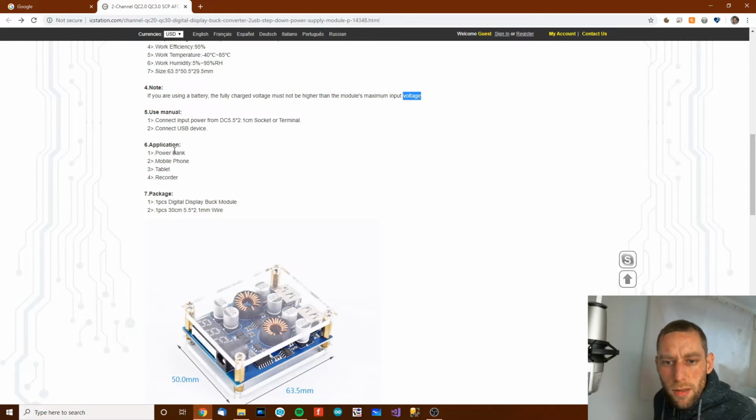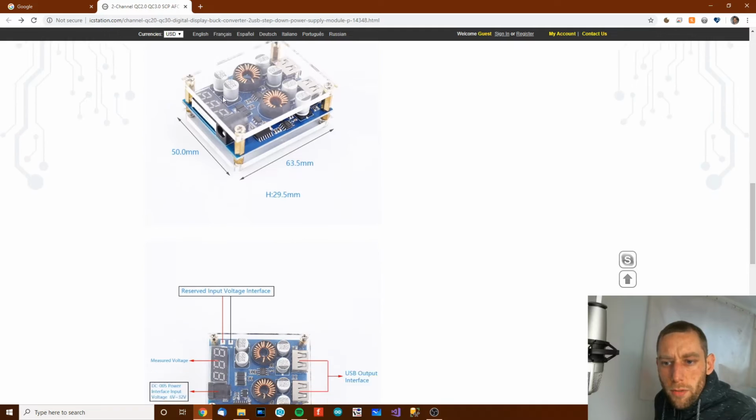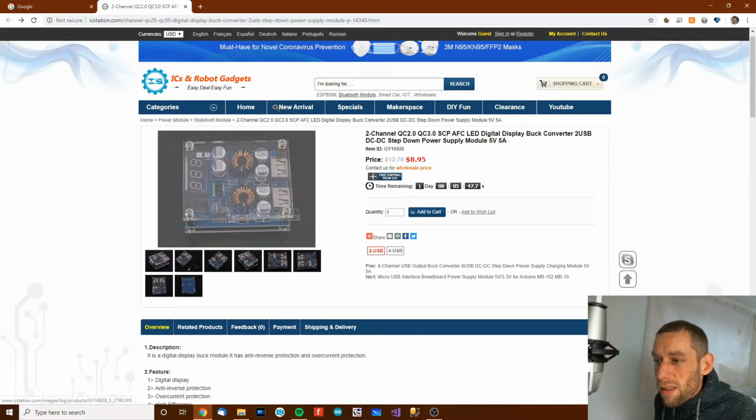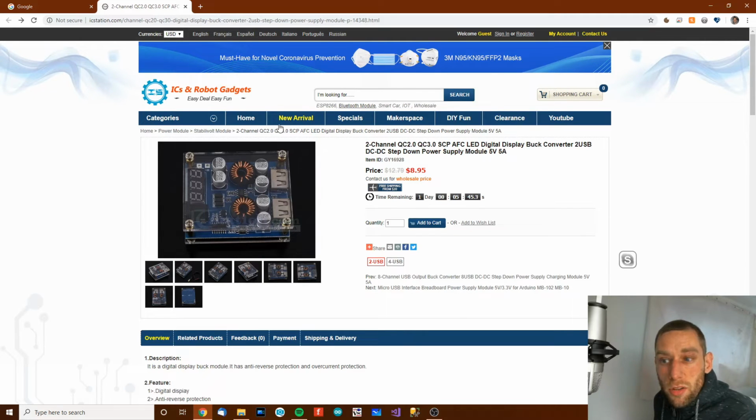Connect the USB device. Application, a power bank. Oh, yeah, that would be a good one. Mobile phone charger, presumably. Tablet charger, recorder. Recorder, what does it mean by that? And so there's the device and the sizes. Okay, so I think it's about time to actually look at it on the camera now. But anyway, it says here $9, which I think is about £6 or £7 GBP, Great British Pounds.